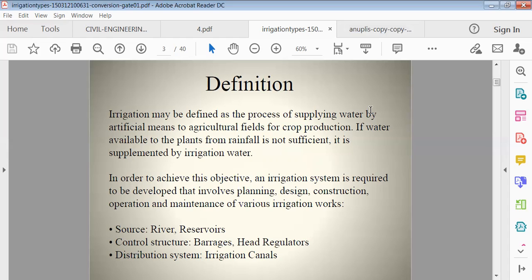So there are various irrigation works. First are the rivers and reservoirs, the sources from where the water can be pumped out. Then the control structures are how to manage this water: control when there is excess water, save it when there is excess, and utilize it when there is need. Control structures are barrages, head regulators, and such. And the distribution system is through the canals. Again, the irrigation canals are the distribution system.